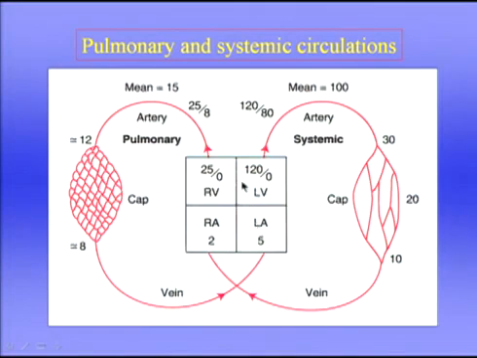On the systemic side, the situation is rather different. The mean aortic pressure is round about 100, and by the time you get to the beginning of the capillaries, a large amount of this pressure is lost. Rather different from the situation here, where the difference in pressure between the pulmonary artery and the start of the capillaries is very small. And the reason for this is that on the systemic side, we've got throttles, if you like. We've got muscular arterioles that constrict and increase in their diameter, and they allow the distribution of blood to different parts of the body.